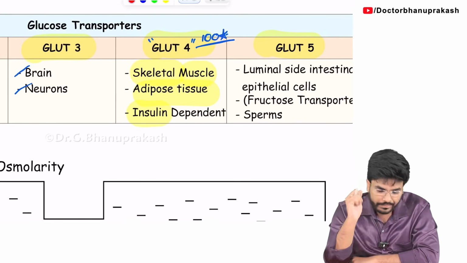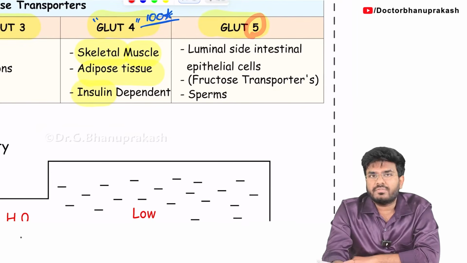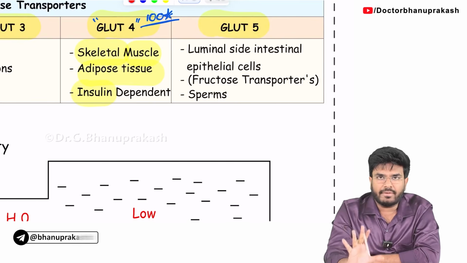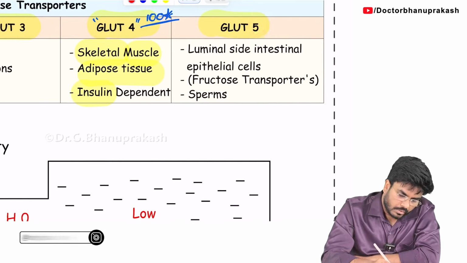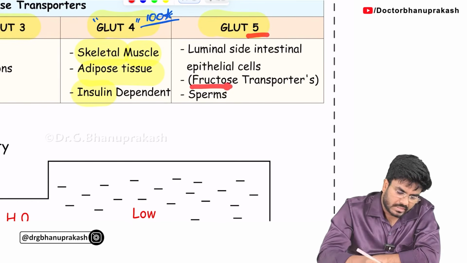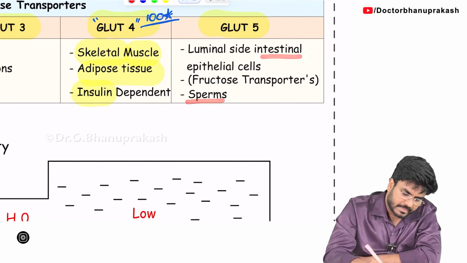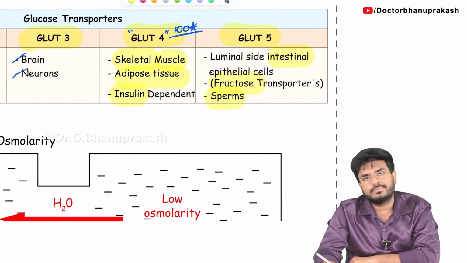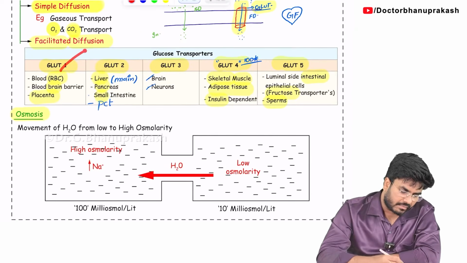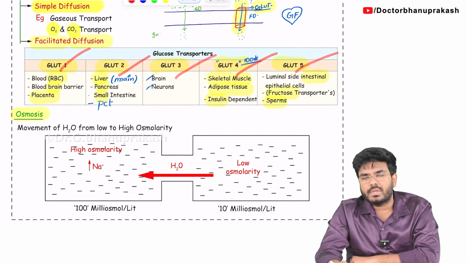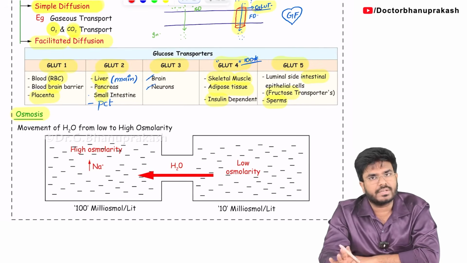Next, GLUT5. Wherever you see the 5, it stands for F5, F for fructose transporter. So, GLUT5, fructose transporter. Where is it present? In sperms and intestine. That's it. Whatever the GLUT is, 1, 2, 3, 4, 5, it doesn't matter. All are examples of facilitated diffusion. All glucose transporters, facilitated diffusion.